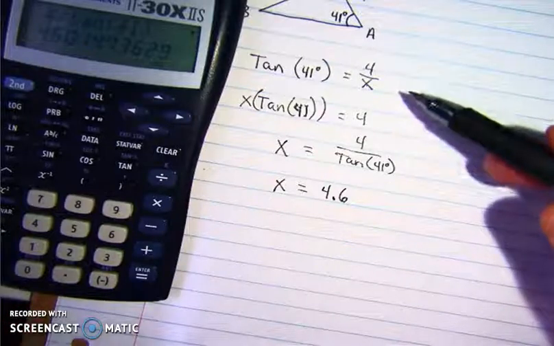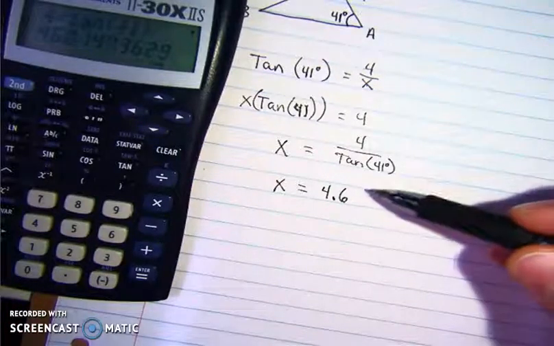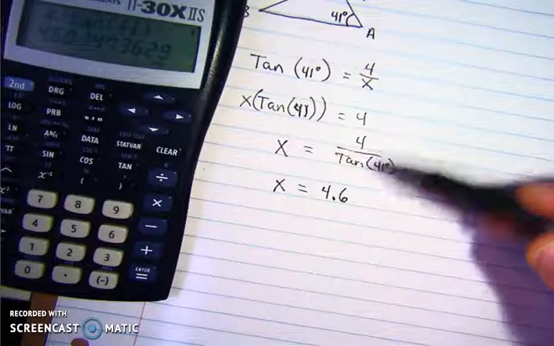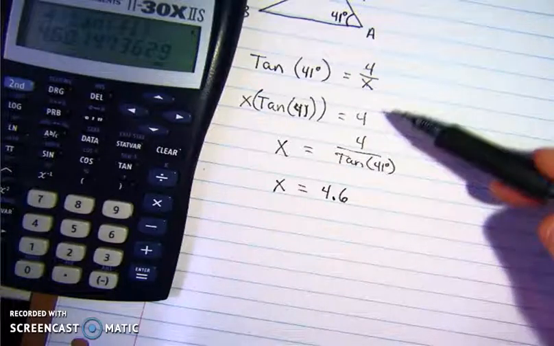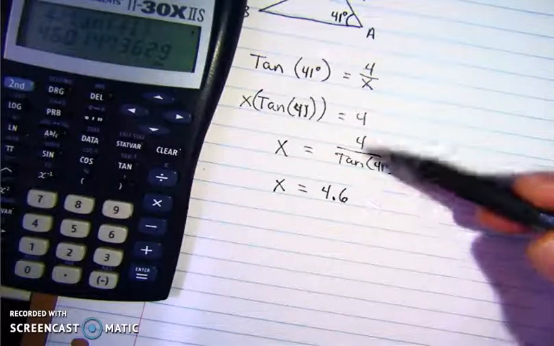And I'll let you know as we go on. I'll let you know how many significant figures to put your answers to in each type of section. But for right now, 1 decimal place is good enough.